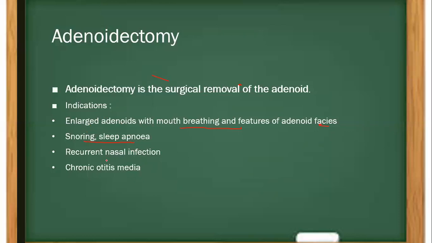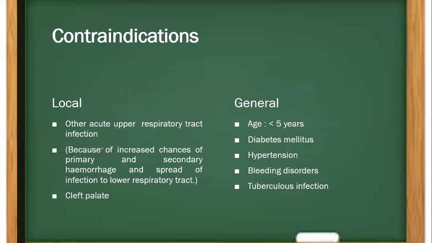Then snoring, sleep apnea, recurrent nasal infection, chronic otitis. These are the indications of adenoidectomy. Ectomy means removal of adenoid called adenoidectomy. And the indications are enlarged adenoids, snoring and sleep apnea, recurrent nasal infection, chronic otitis media. The contraindications: what are the conditions in which we can perform this surgery?